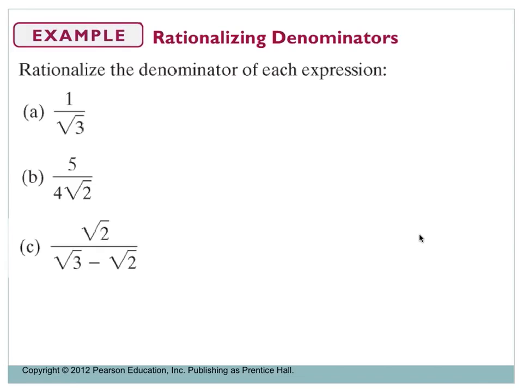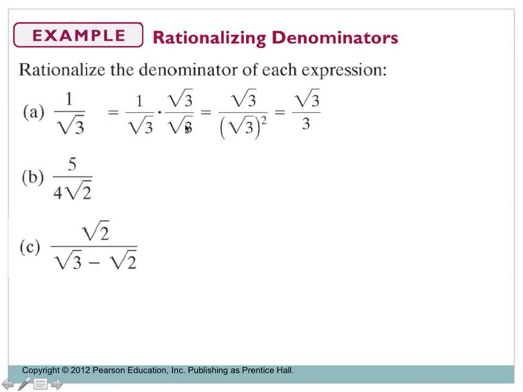Now keep in mind that we never want to change anything, so we need to always be multiplying by some form of 1. So when we multiply by square root of 3, for example, in this first one, we're not just going to multiply our denominator by square root of 3, we have to multiply our numerator by that as well. So if we multiply by square root of 3 over square root of 3, what we're going to be left with is 1 times square root of 3, which is just square root of 3.